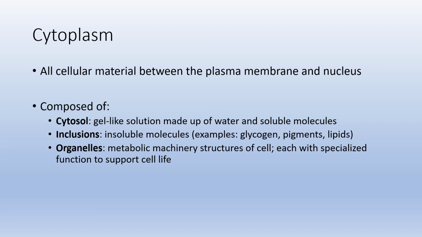But the stuff in between the plasma membrane and the nucleus includes the cytosol, which is a great example of a colloid or a gel-like solution. We have some inclusions in there, such as glycogen, color pigments, or lipids, depending on what type of cell you are actually in. And lastly, organelles. These are the little organs that allow cells to function and to carry out life.